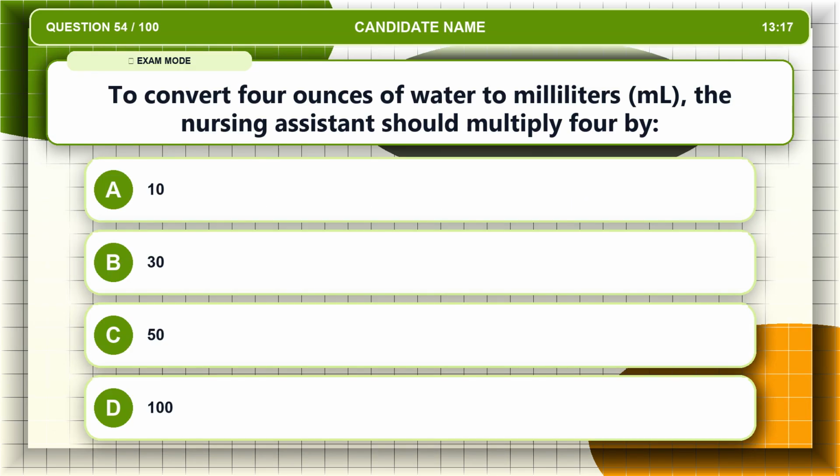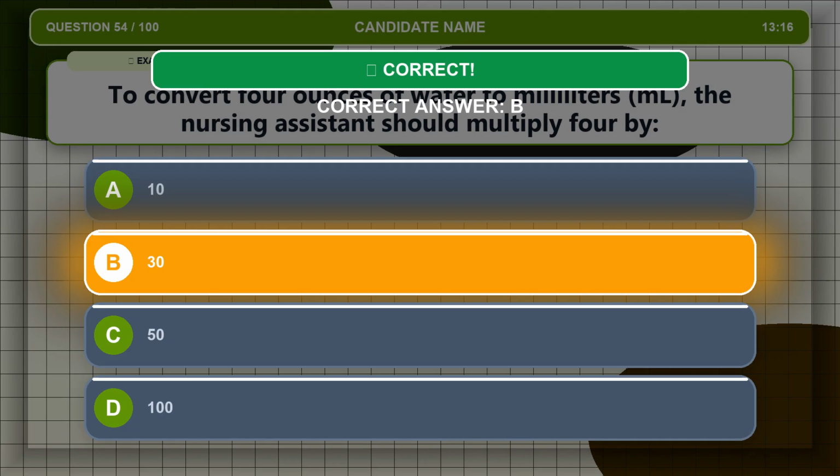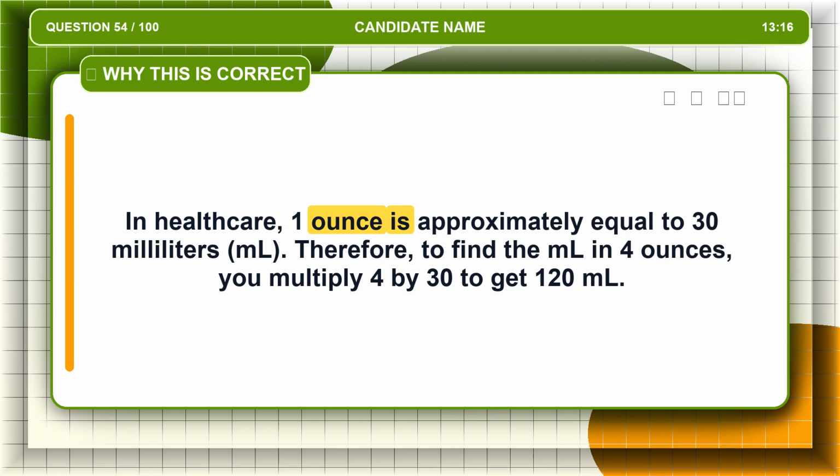Question 54. To convert 4 ounces of water to milliliters, ml, the nursing assistant should multiply 4 by: Option A, 10. Option B, 30. Option C, 50. Option D, 100. The correct answer is option B, 30. In healthcare, 1 ounce is approximately equal to 30 milliliters. Therefore, to find the ml in 4 ounces, you multiply 4 by 30 to get 120 ml.